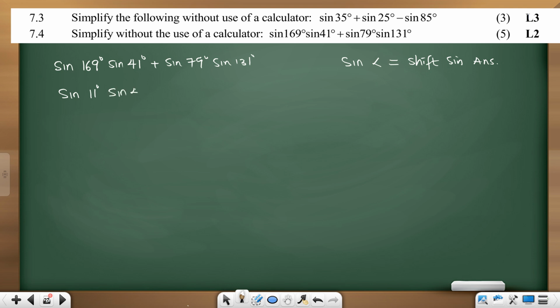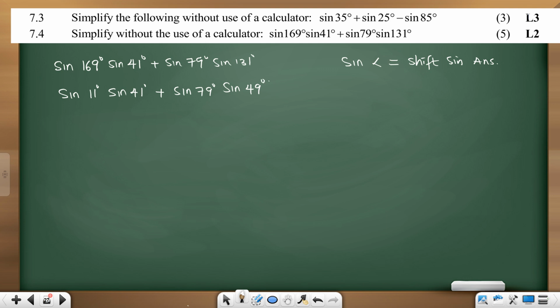Sine 41. Okay, this is already a small angle, and we don't change small angles, right? Oh, what is sine 131? Please do it for me. Okay, let's confirm that it's 49. People here, they are saying it's 48. 49. Do you struggle? It's 1 mark already. What do you have? Sine 49 degrees.